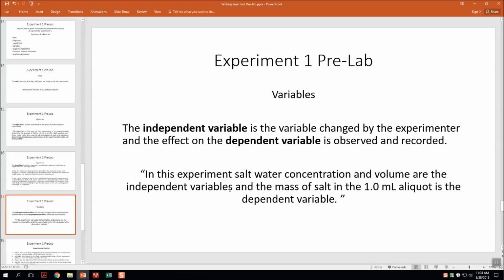What we don't control, or what we're trying to figure out, is the dependent variable, and there's usually only one, and in good scientific experiments, we're trying to minimize the dependent variables. The mass of the salt in the 1 milliliter aliquot is the dependent variable. That's what we're trying to figure out. We're going to boil off the water and we're going to measure the mass of the salt that remains. That is the dependent variable.